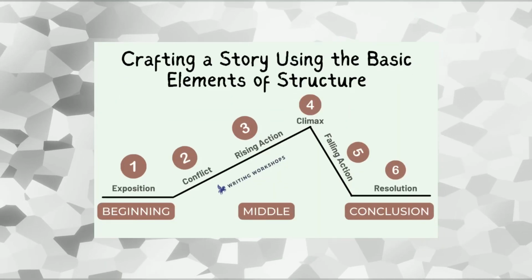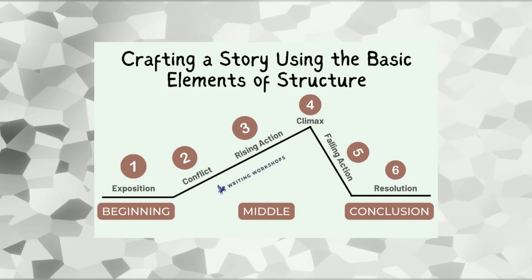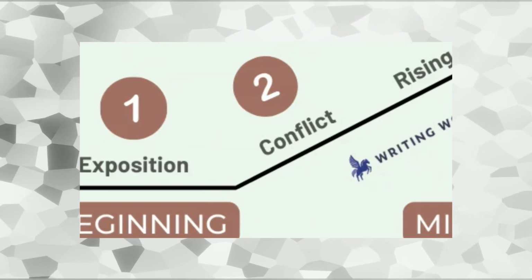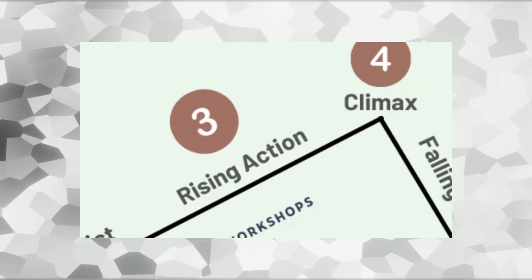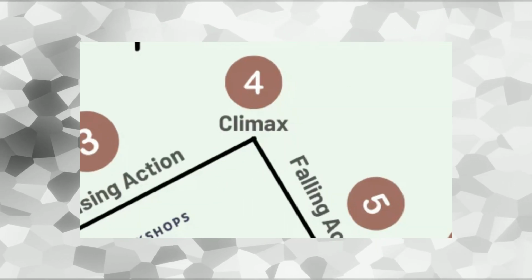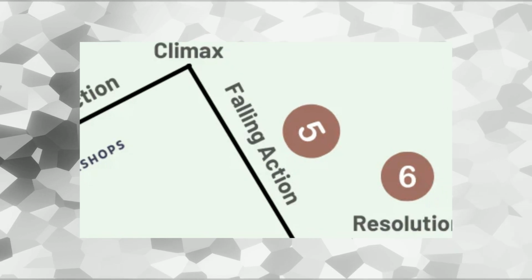If you paid any attention in English class, you most likely remember this. I was taught that these were the parts of a story. The beginning consists of the exposition and conflict, then we go into the middle with rising action and climax, and finally ending with the falling action and resolution. But is this actually the best way to write a story?